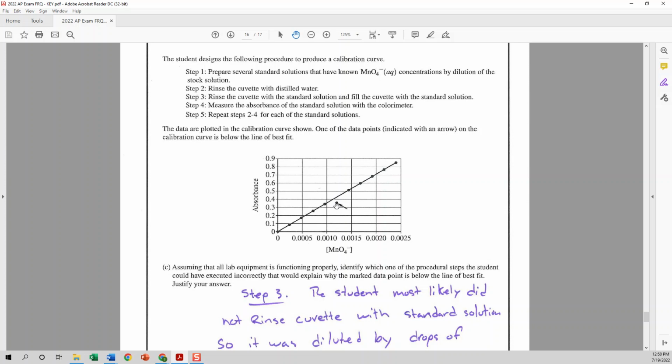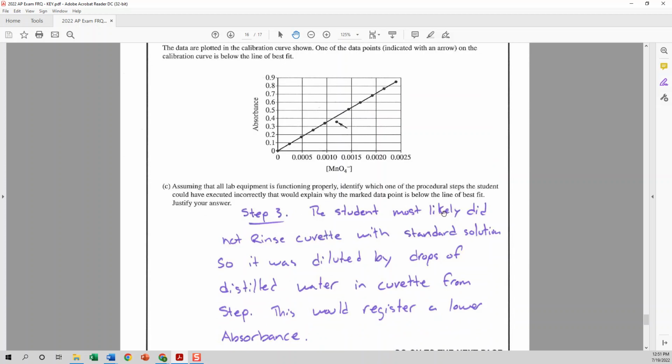So what caused this absorbance value to be lower? It would be because the solution you were testing was more dilute, less concentrated than what you thought it was. So if you notice, step 3 says rinse the cuvette with the standard solution. So first you rinse the glassware you're using, first with water, distilled water. But before you use it to measure an actual solution, you're supposed to rinse it with that solution. Because if you have water droplets in there, when you add your solution to it, you're going to dilute it a little bit. So you always want to do a final rinse with the standard solution before you fill it up with the standard solution to take a measurement.